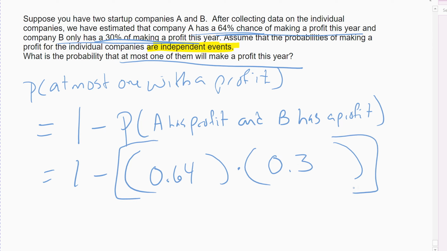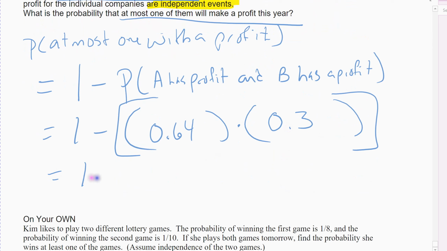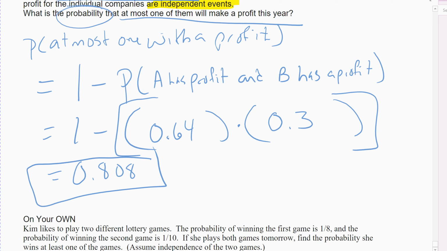So make sure you follow order of operations. Rule of thumb would be just put parentheses around that multiplication. Right, so 1 minus that is 1 minus 0.64 times 0.3. Actually, I'm just going to type it all in my calculator at once. So 0.808. And they're asking for probability. So 0.808 is the answer. So almost an 81% chance for these two particular numbers, based on their numbers, that at most one of them will make profit. So that's using the complement.